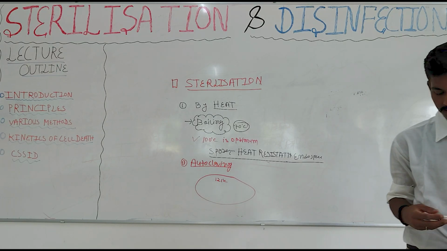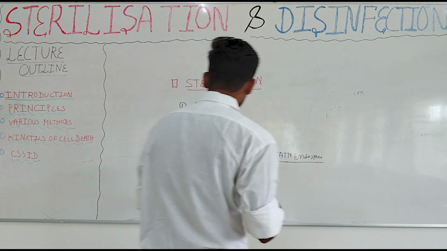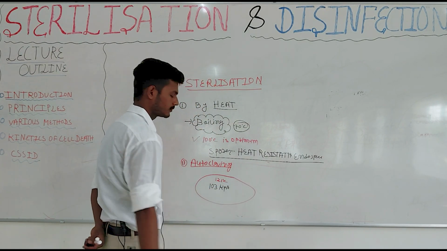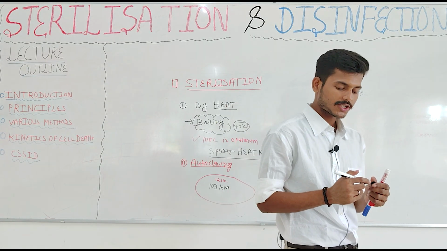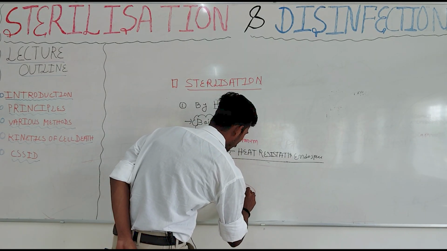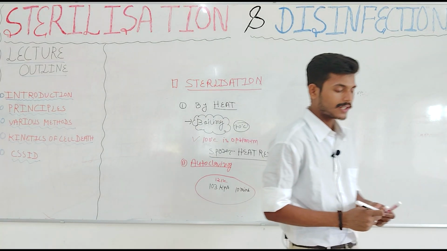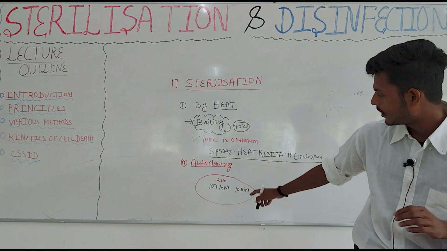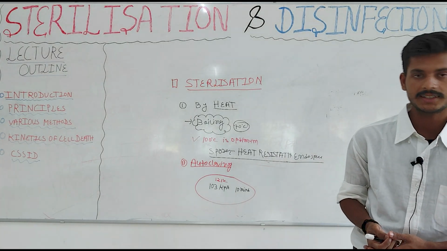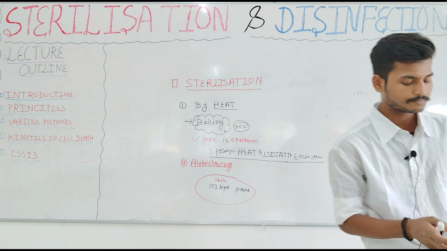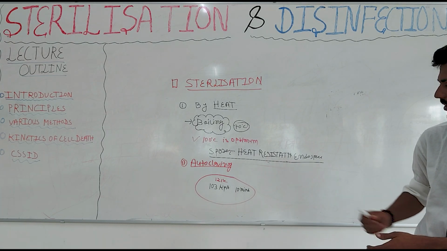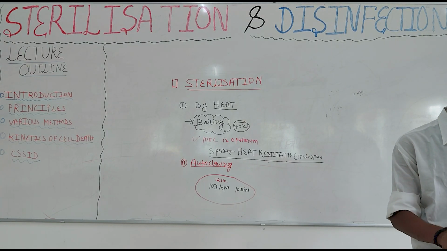If you talk about the pressure, the internal pressure is 103 kilopascal. And the duration is about 10 minutes, but it depends on which kind of material you are using. There are certain materials which become non-usable if you put them under autoclaving. So this is limited to those medical equipment which can withstand this much temperature, 121 degrees Celsius.